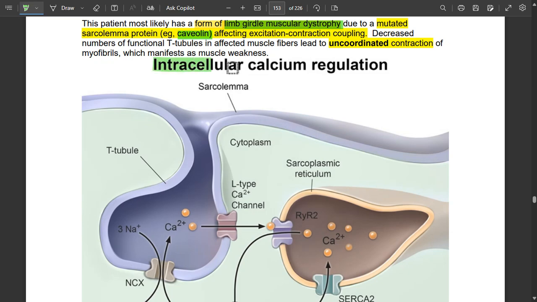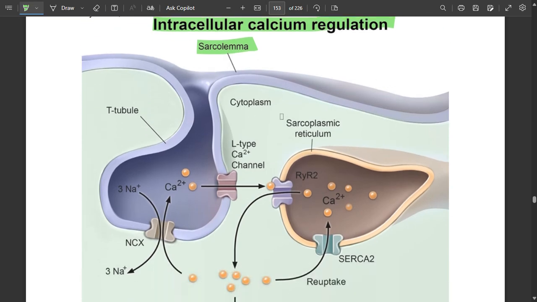So intracellular calcium regulation occurs. This is the sarcolemma, or cell membrane, of the muscle fiber, the cytoplasm, and the T tubule. So in the T tubule, there's a protein.